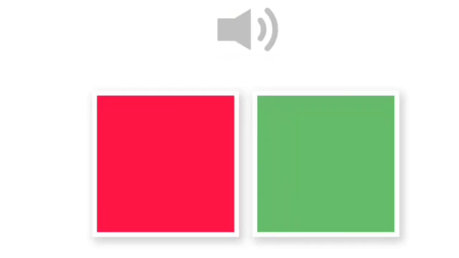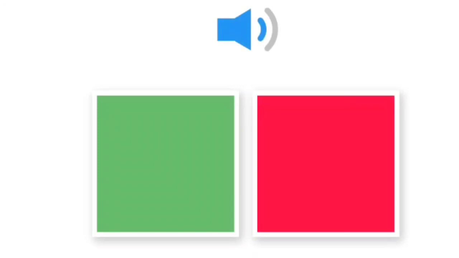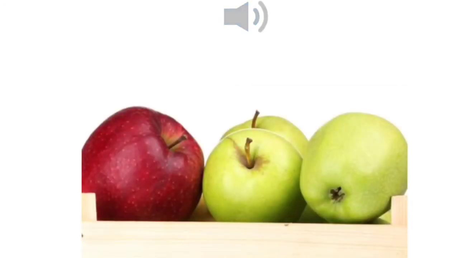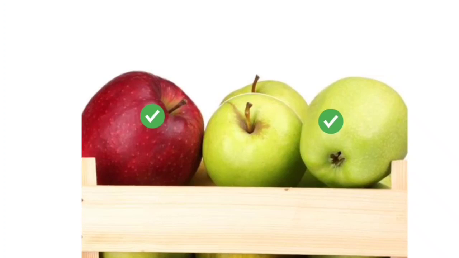So dear students, you have to find out red color. Which is red color? This is red color. Now, which is green color? This is green color. Now, show the red apple. Click on the red apple. This is red apple. Click on the green apple. Green apple. Understood?